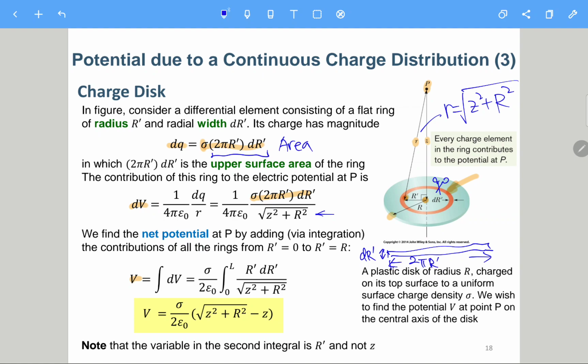Let me see. So this one should be R prime, this one should be R prime, this one should be R prime, this one should be R prime, and these last two should be R.